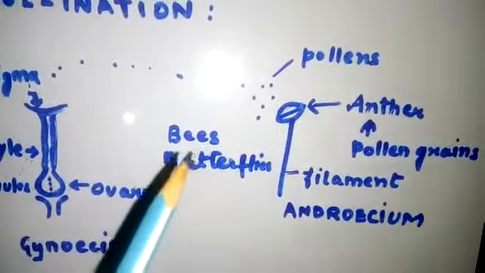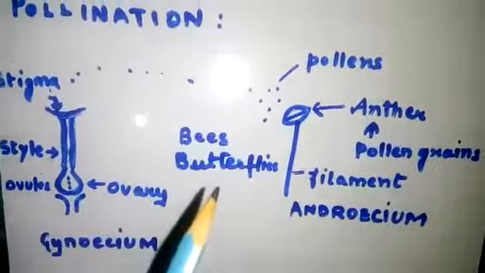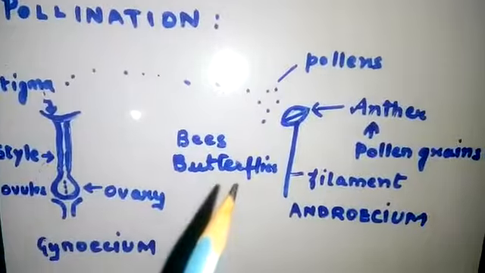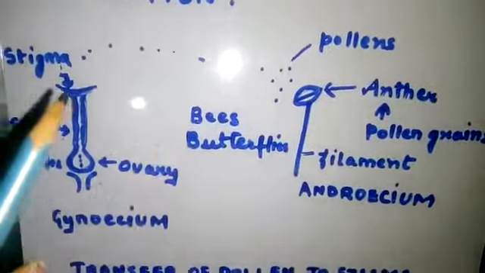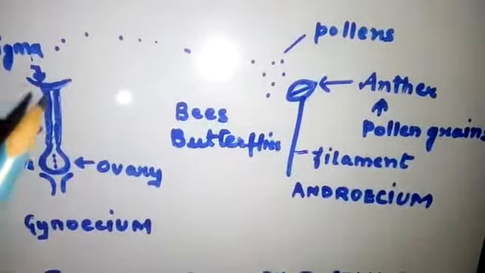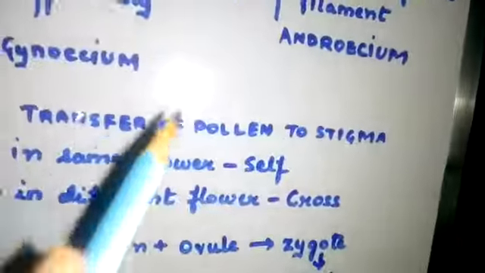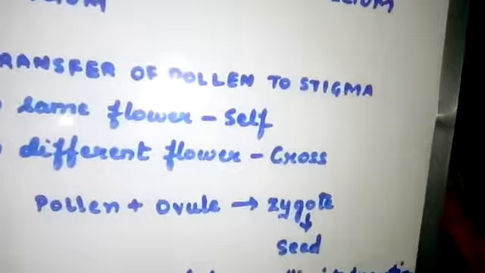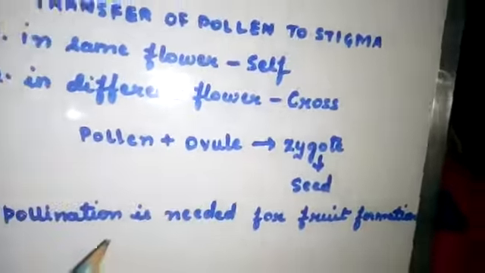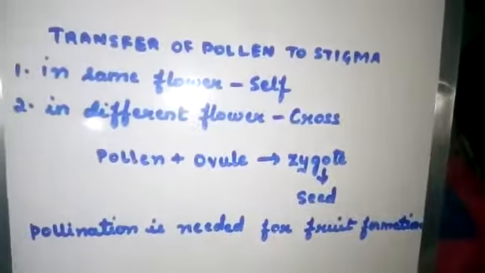You know that bees and butterflies sit on flowers, collect the pollen grains, and then again sit on the stigma and carry the pollens. Okay, why is transfer of pollen grain to stigma necessary? For the formation of seeds and fruits. So this is all.